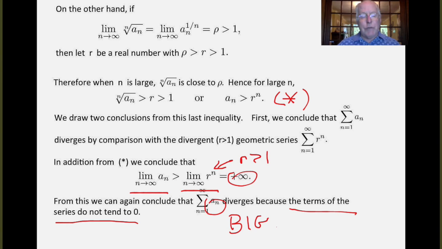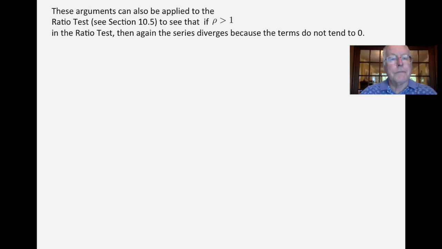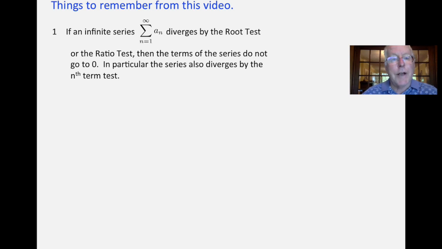So we're going to use this fact later on, especially in our work with power series and Taylor series, that if a series diverges by the ratio test, then it really diverges because the terms you're adding up don't even go to 0. So here's a statement of that fact and how we'll use it.